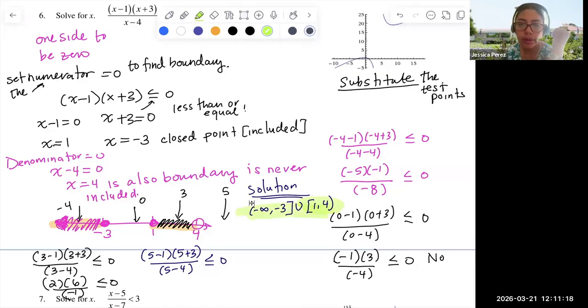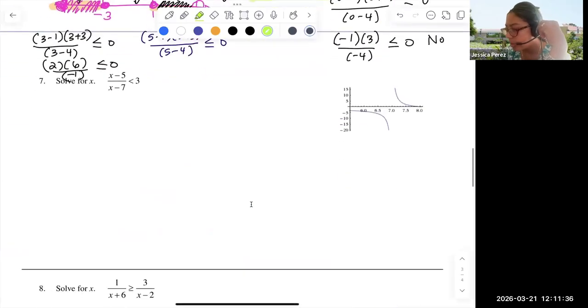So every time you have a rational inequality, you first set one side equal to 0, and then you want to factor, and then you want to make sure that you find your boundary points, but you restrict the denominator boundary point. So let's look at question 7.